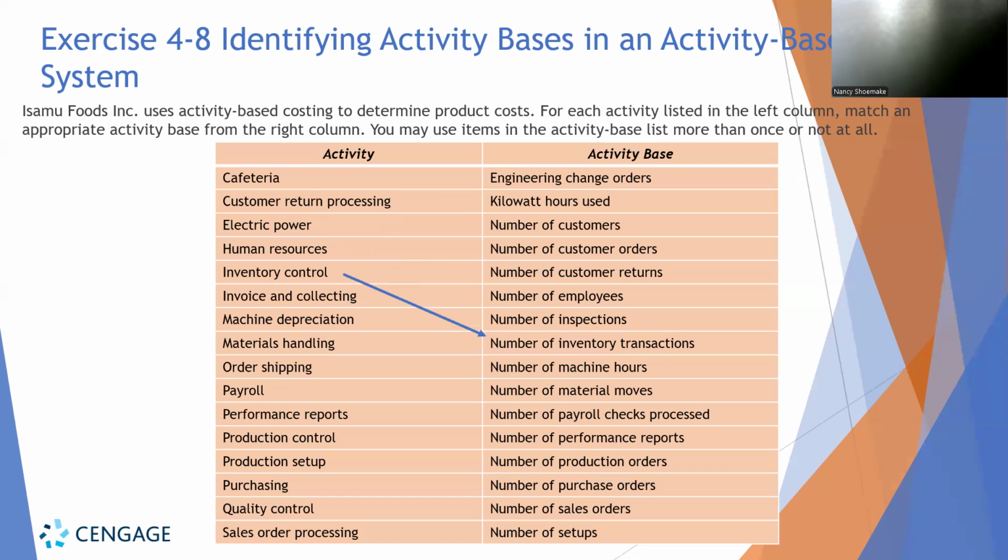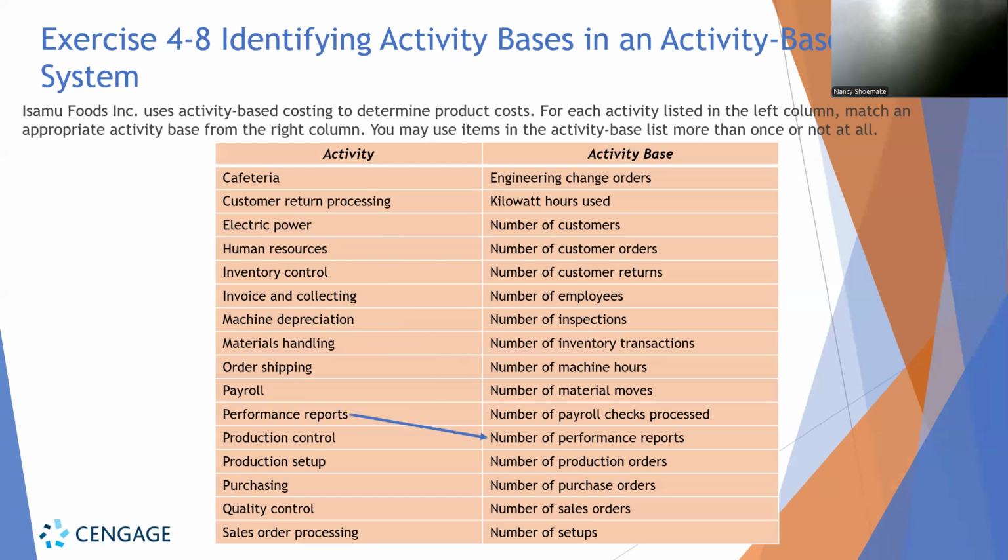Inventory control is the activity. What would our base be? Inventory transactions. Invoicing and collecting, number of customer orders. Machine depreciation, the activity base would be machine hours, that's logical. Material handling, how many moves did we have? Order shipping, customer orders. Payroll, number of payroll checks processed.